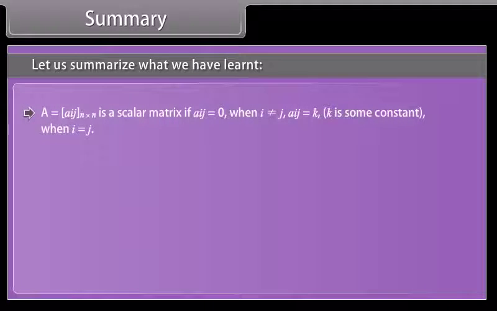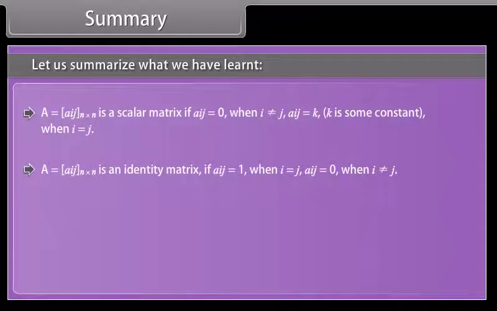A is equal to a_ij, n by n, is a scalar matrix if a_ij is equal to 0 when i is not equal to j, and a_ij is equal to k, where k is some constant, when i is equal to j. A is equal to a_ij, n by n, is an identity matrix if a_ij is equal to 1 when i is equal to j, and a_ij is equal to 0 when i is not equal to j. A zero matrix has all its elements as 0.